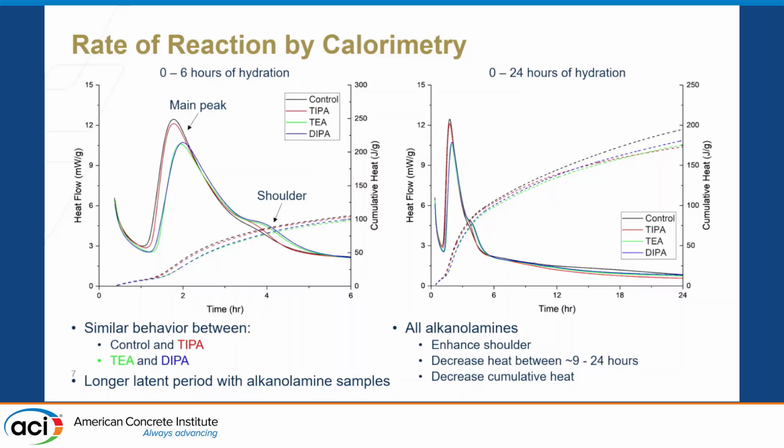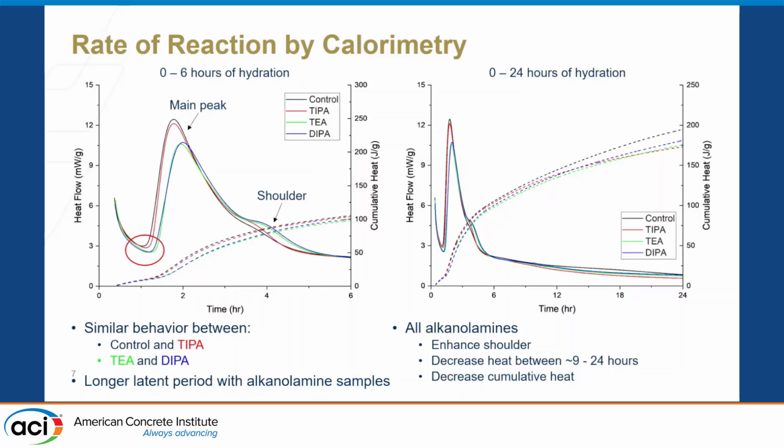Looking at the first graph, we see some interesting behavior where the sample containing TIPA doesn't really shift that first peak, either laterally or vertically. But the samples with TEA and DIPA delay that main hydration peak a little and reduce the heat. If we look at the beginning, over this 1 hour time period, we also see a longer latent period with the alkanolamine containing samples, which means there's a little bit more time before the onset of hydration.